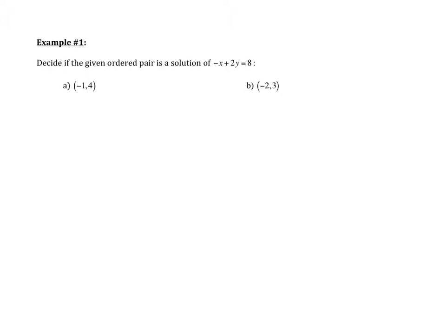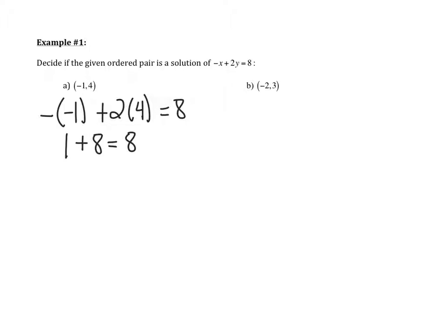So our equation is negative x plus 2y equals 8. So remember, if I have a negative x, it's kind of like negative 1 times x. So when I plug negative 1 in, I have a double negative there. So it'd be like negative 1 times negative 1 for my x value plus 2 times 4, since I'm putting 4 in for y, equals 8. So negative 1 times negative 1 would be positive 1, plus 2 times 4 is 8, and 1 plus 8 is 9. I did not get a true statement, so therefore negative 1, 4 is not a solution to this equation.